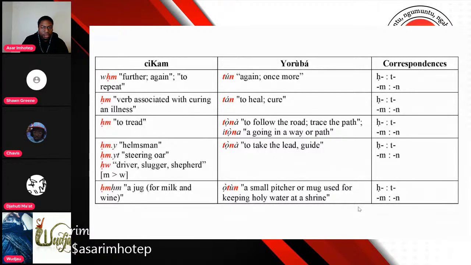But Brother Jehuti, what do you see in terms of the correspondences? We stated in Chicom that the H with the dot under it corresponds to the T in Yoruba, and the M corresponds to N. The M in Chicom corresponds to the N in Yoruba. All right. Is there any anomaly that you see in terms of either form or meaning that you would want to address?